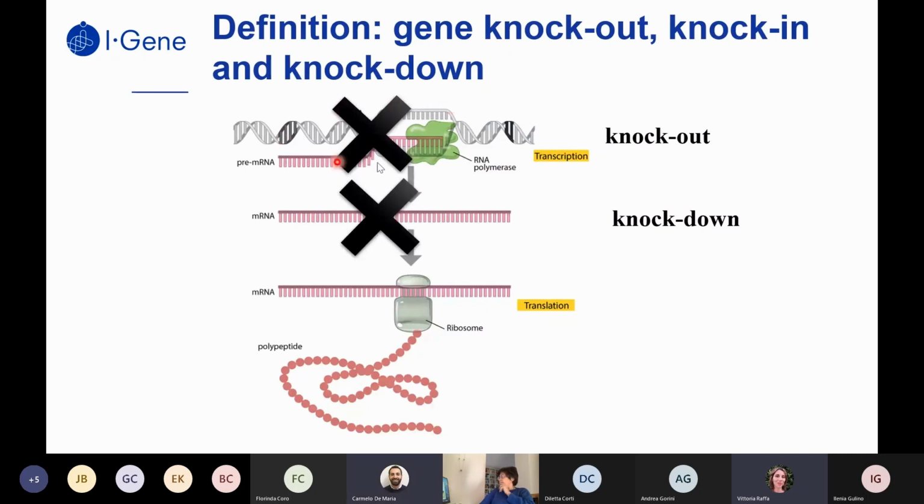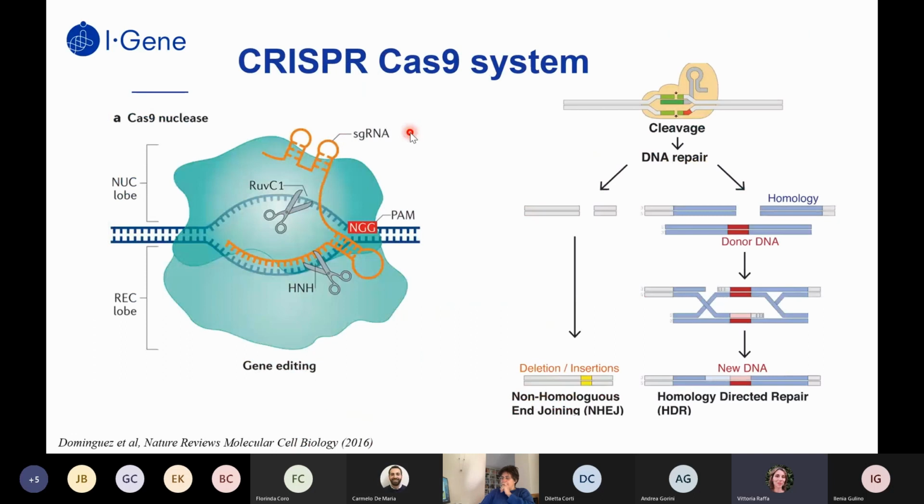act at the level of the genome, so at this level. So this is the era of genome editing technologies, guys. The most popular one is the CRISPR-Cas9 system. What is that? It's a molecular scissor, which is literally able to cut the DNA. So this is how it works.